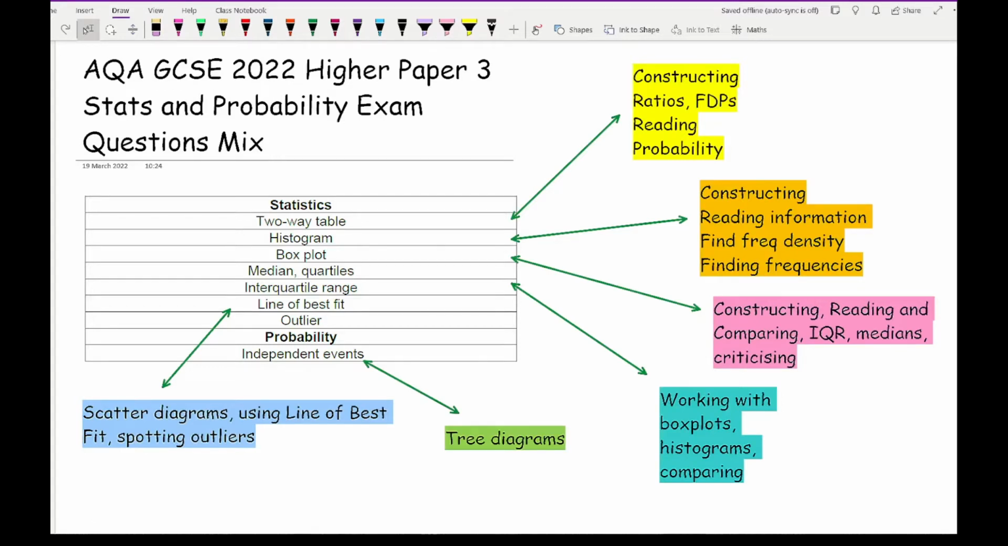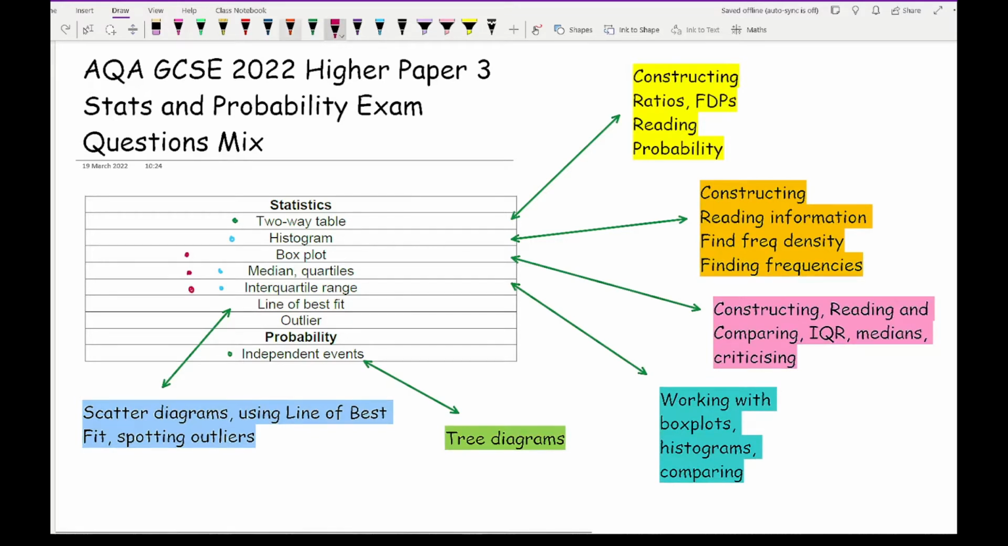Now, I personally believe that you're not going to get a question on every single one of these topics. I think that there'll be a lot of these particular topics merged into certain questions together. So, for example, I reckon that the two-way table question will be linked with independent probability. I believe that the histogram question could be involved in the medians and quartiles and the lower and the interquartile range. Also, that the box plots again are going to be heavily linked with median and quartiles in the interquartile range.